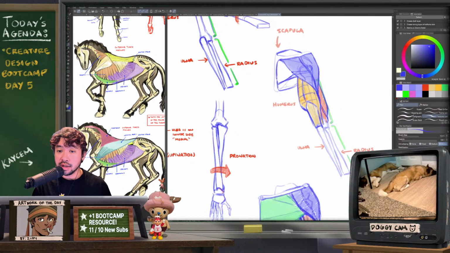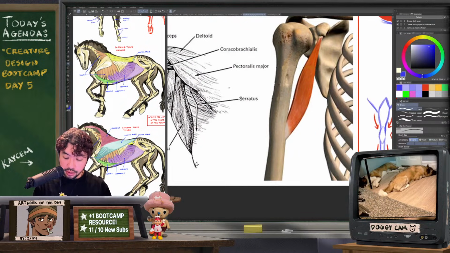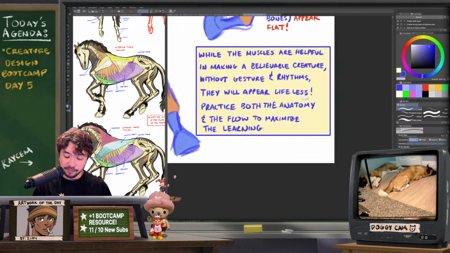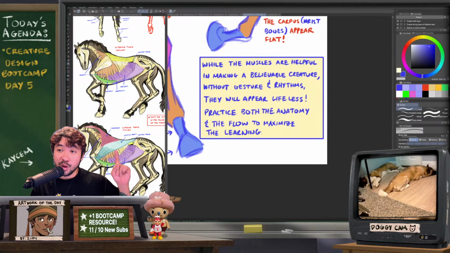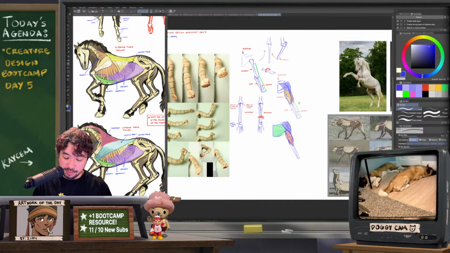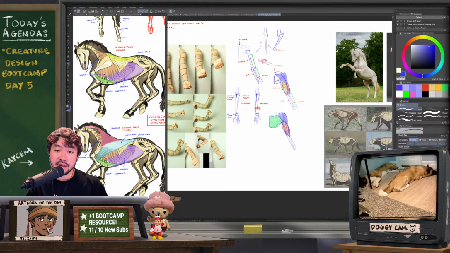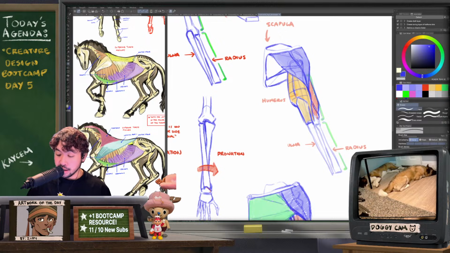So again, I'm going to give you all these names, not because you need to remember them, but just so that you can know them in case you want to know them. As you'll see when you look at this cheat sheet, I have a note that literally says, while the muscles are helpful in making a believable creature, without gesture and rhythms, they will appear lifeless. Practice both. So I'm giving you the info, but I'm also going to simplify things for you, so that it's hopefully not too much information. But I do think that the simplifications will only really make sense if you understand what's going on. That's how I feel.